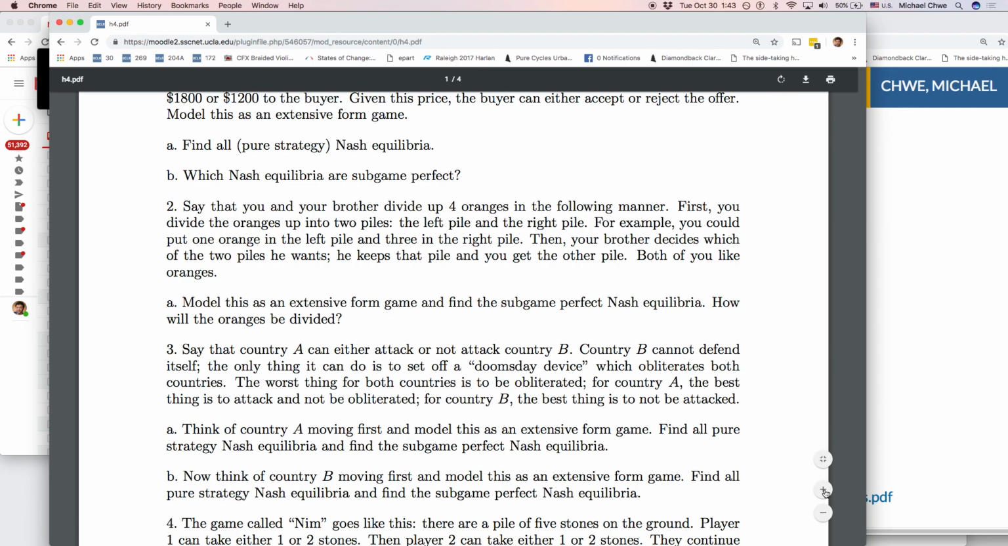What goes in here? 2, 2. Right here, it doesn't matter which one. What goes in here? I think the brother gets 3, so it's 1, 3. This makes sense?